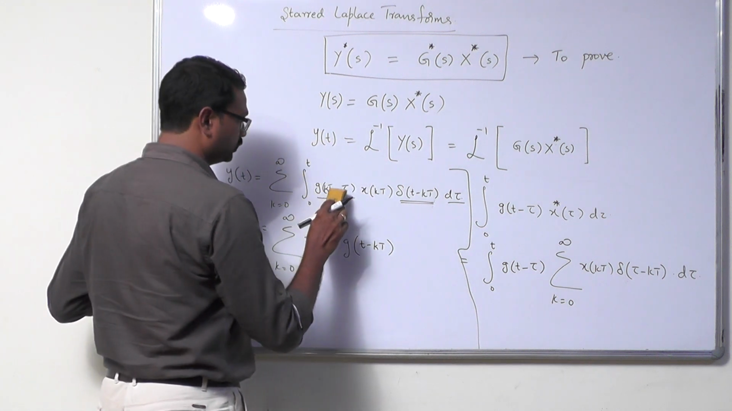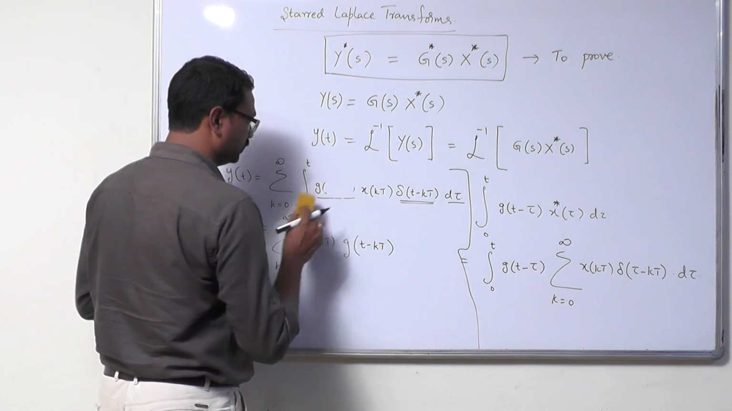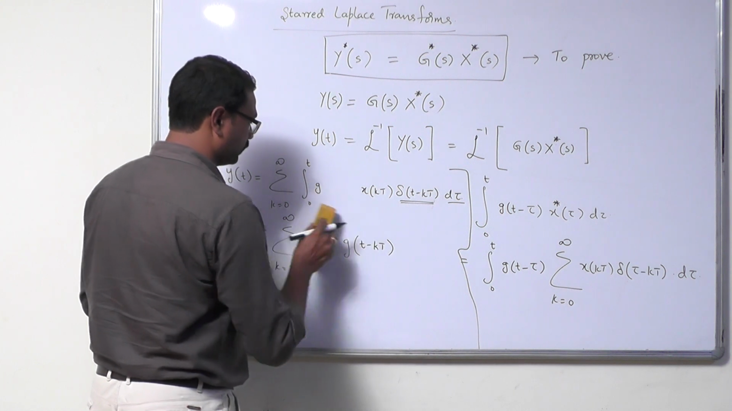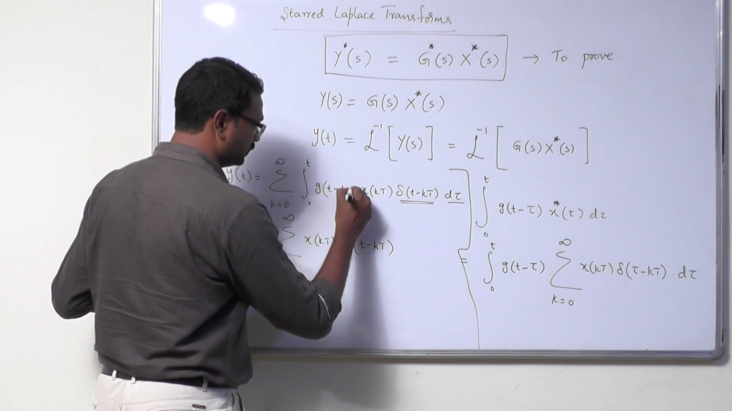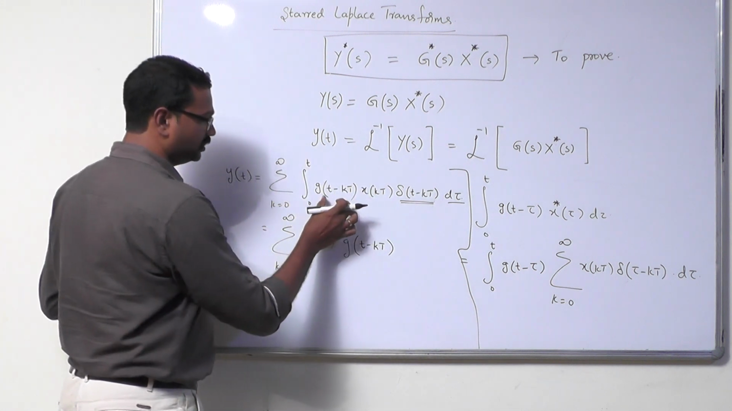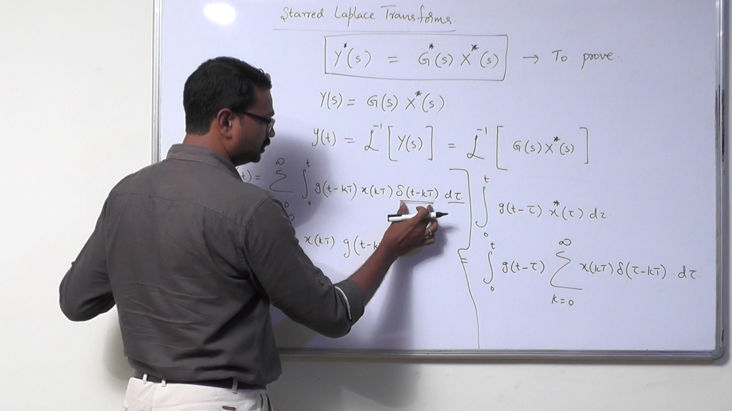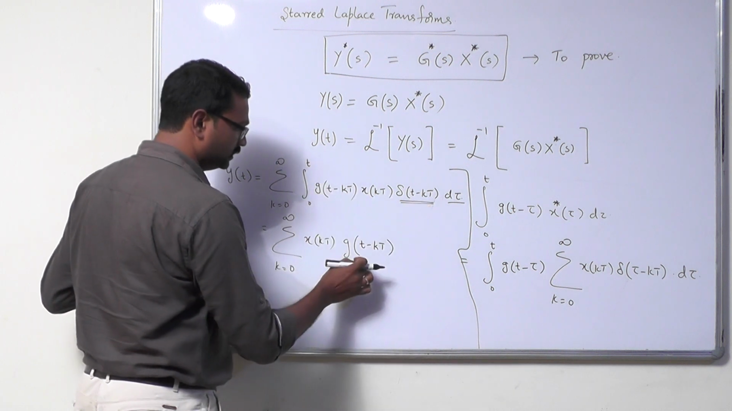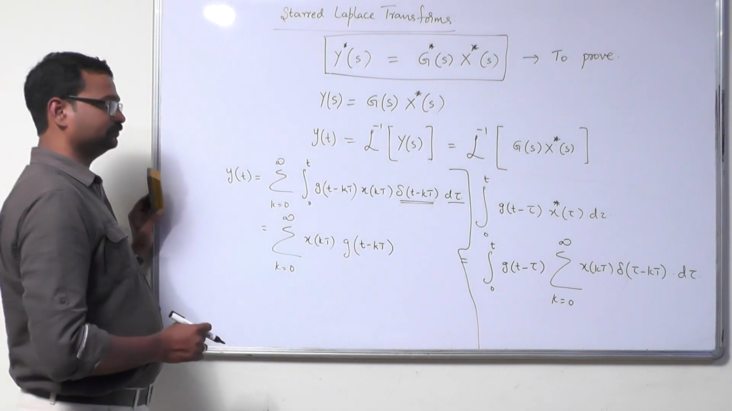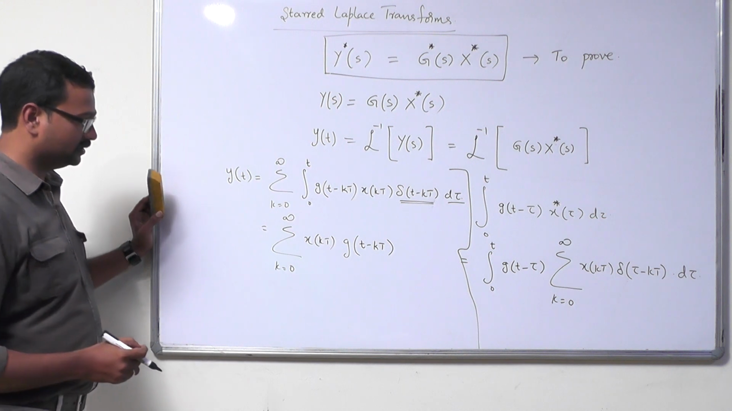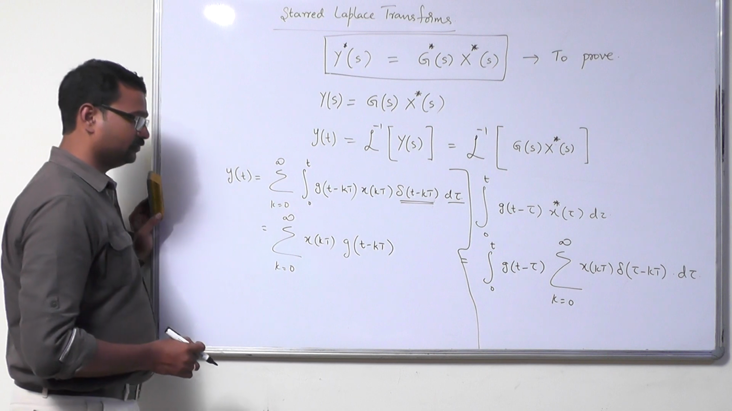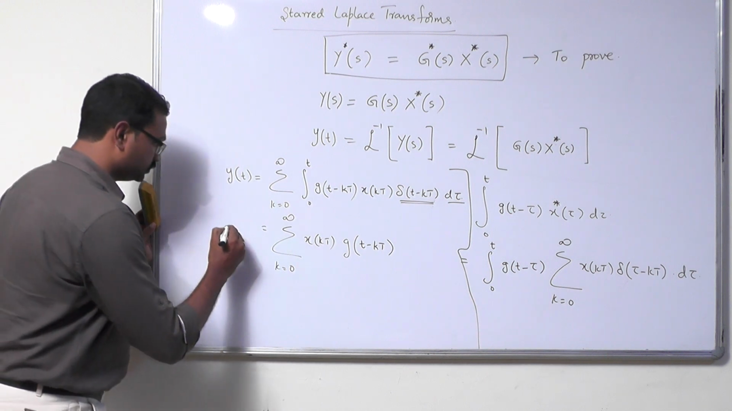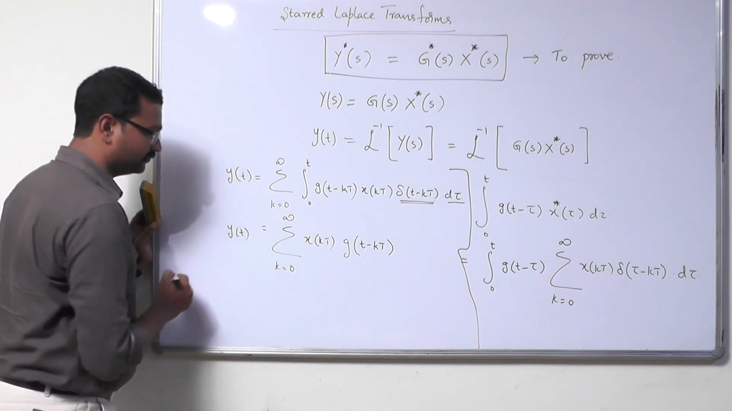Right. So tau can be replaced with t minus kt. G of t minus kt, del of t minus kt, you will get g of t minus kt. Already you have the same function. Therefore, anything multiplied with a unit impulse, you will get the same value. Therefore, you are getting this function. So this is equal to y of t.